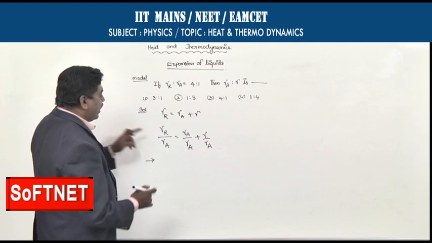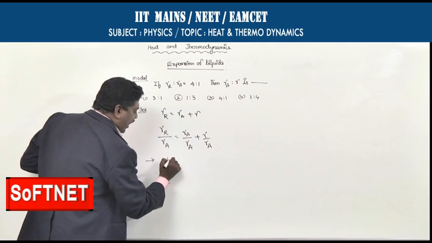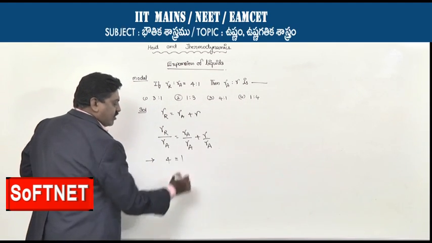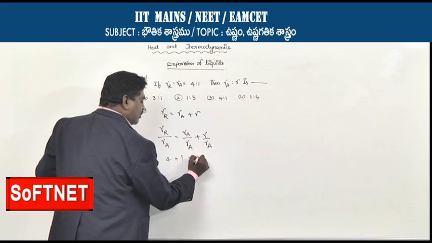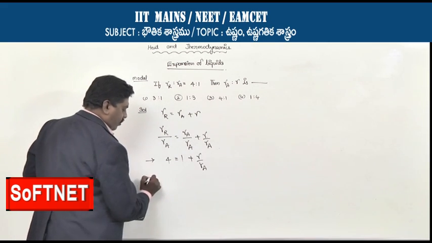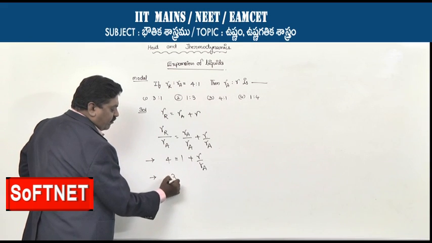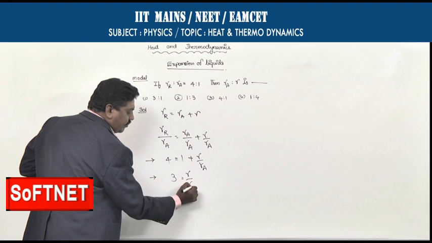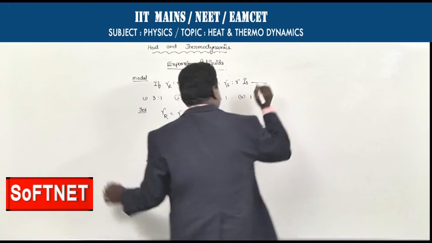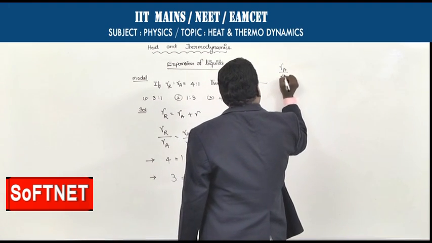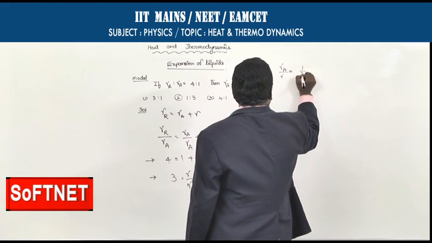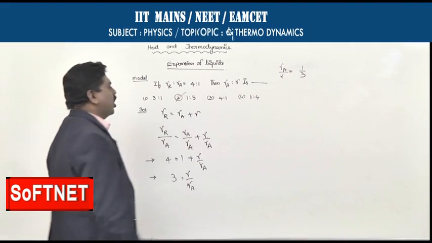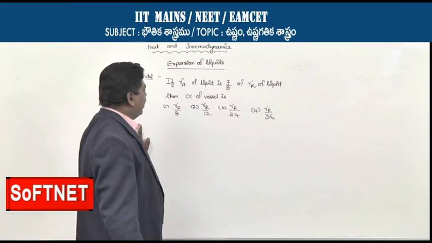Now, gamma R by gamma A is given as 4:1. I can write it as 4 equals 1 plus gamma by gamma A. Bringing 1 to this side, we get 4 minus 1 as 3. 3 equals gamma by gamma A. And we can write this as gamma A by gamma equals 1 by 3. Our option is the second one. Now let us try another model here.